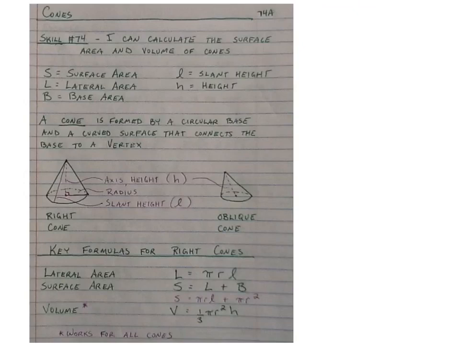Alright, for this skill we will need the variables S for surface area, L for lateral area, B for base area, and then we also use slant height and height again.